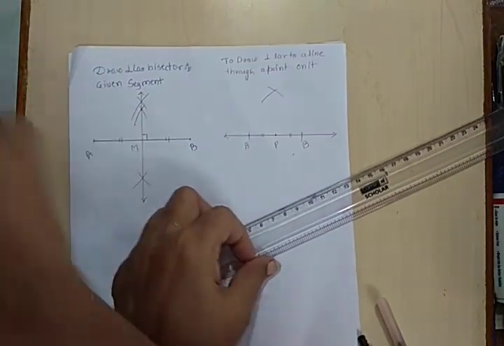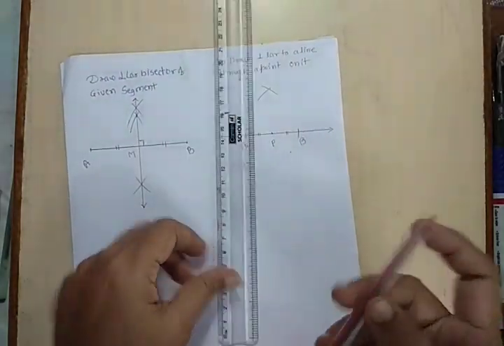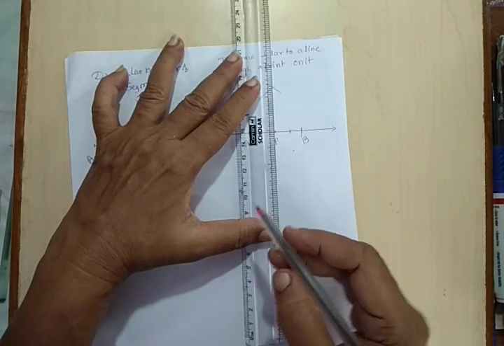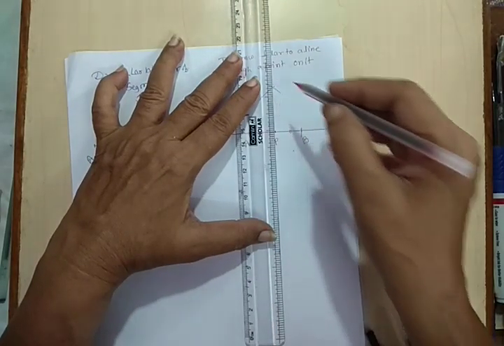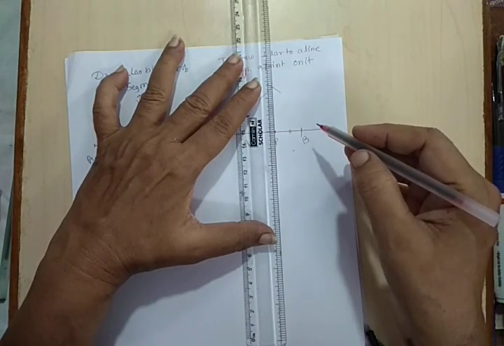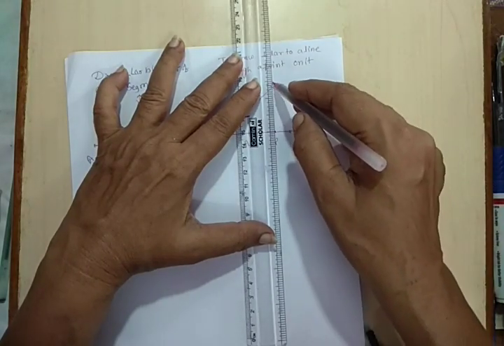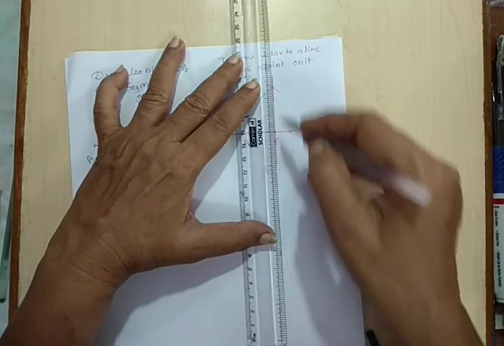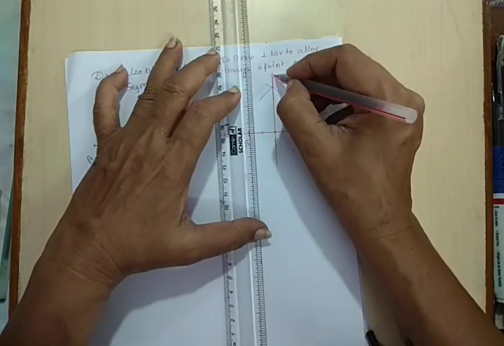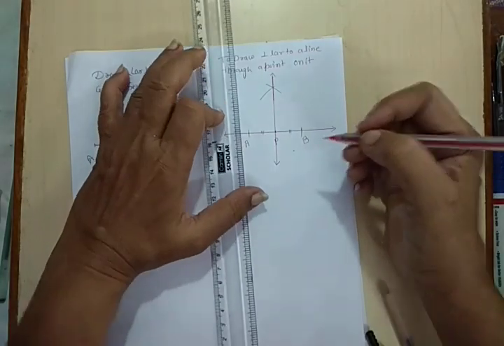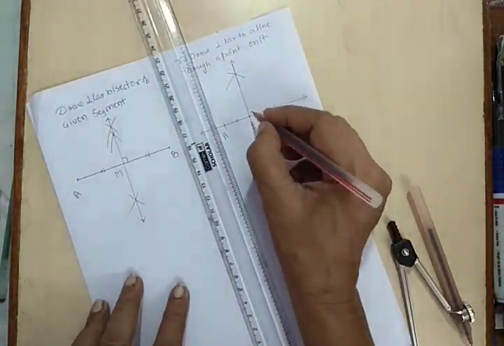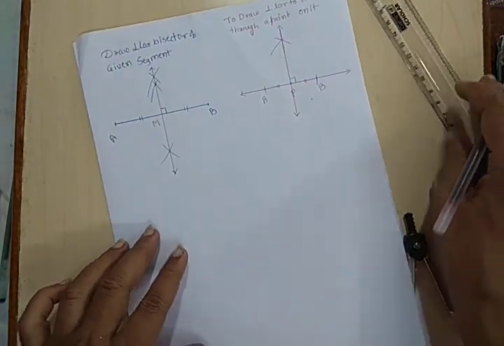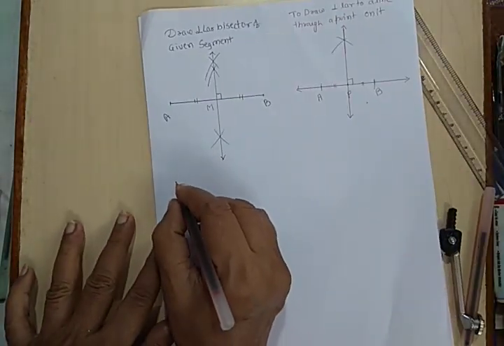And just join the point of intersection of arcs and P. It will be right angle. We can verify. Yes, it is right angle. Again, as it is perpendicular, not bisector, perpendicular, it is set of infinite points, and here a right angle mark is there.